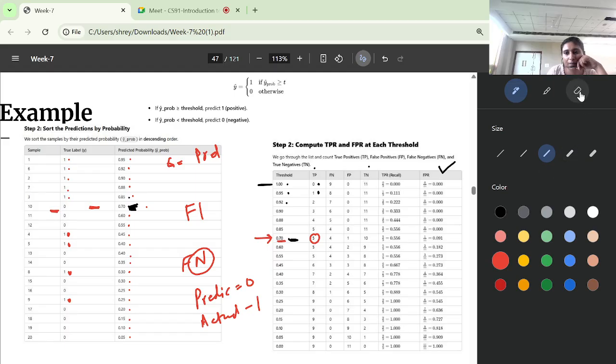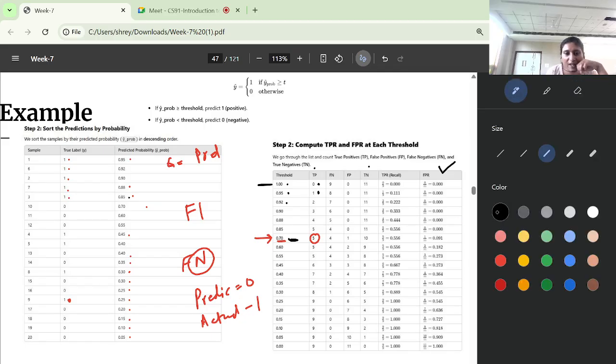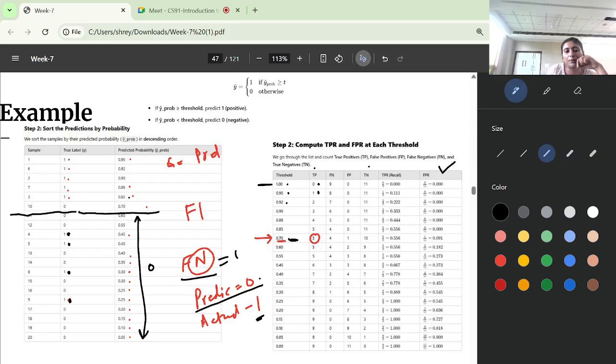See again. I want to calculate FN. FN means where predicted is equal to 0. Find out which are predicted 0. So less than 0.70 are all zeros. So these are predicted zeros. Out of these, which are actually 1? 1, 2, 3, 4. So 4 will be the FN value. So that would be the wrong ones, right? Predicted zero but actually one.